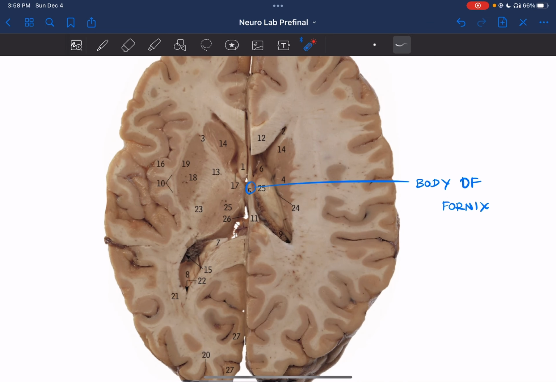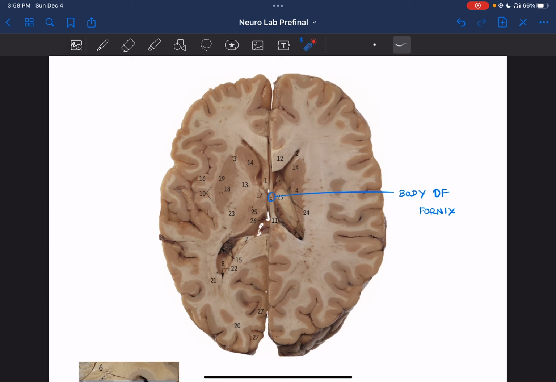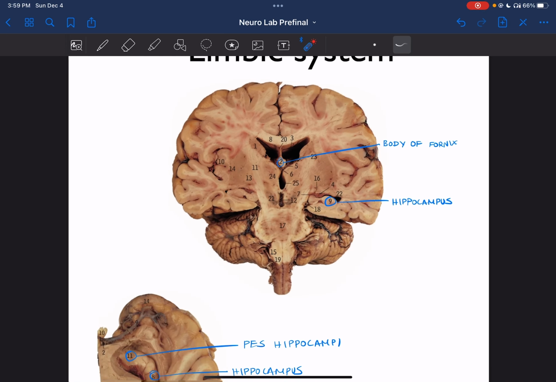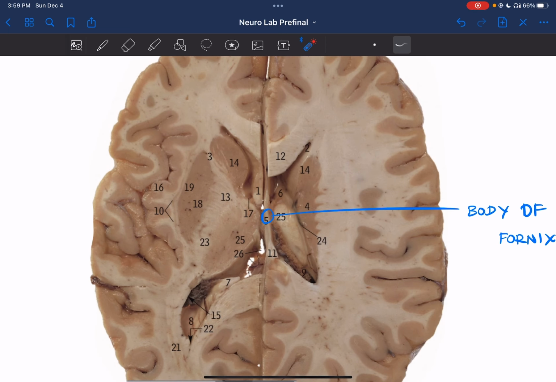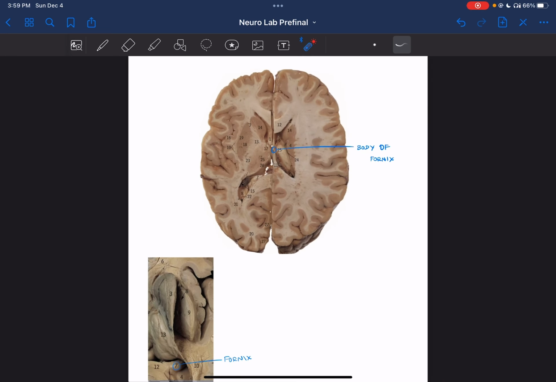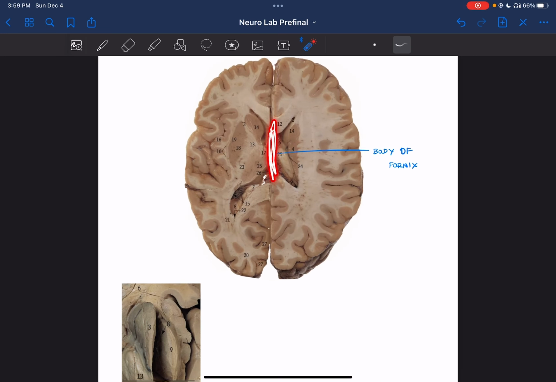Here's another view of the limbic system. This is your body of fornix. So that time we saw a coronal section in which the body of fornix was round, but this time you can see the body of fornix like a tube in this section. Okay, in the transverse section of the brain, this is the body of fornix.